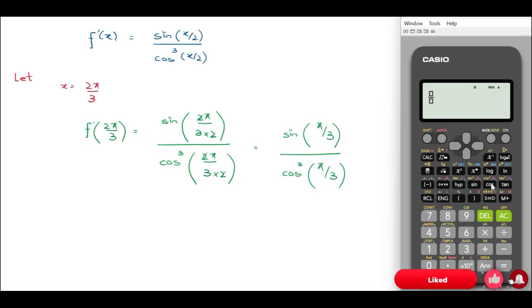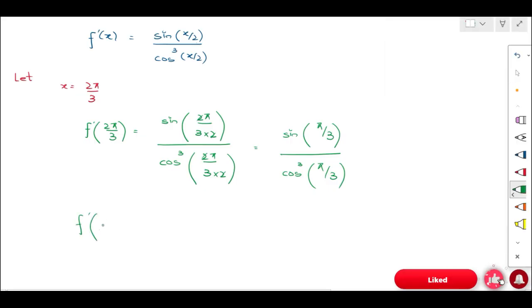It should be in radians, right? First, sine of pi over 3, and bracket, and divide bracket cos of pi by 3, pi over 3. We have to put a bracket, and whole bracket it's cube. Okay, 4 root 3. This is the exact value.